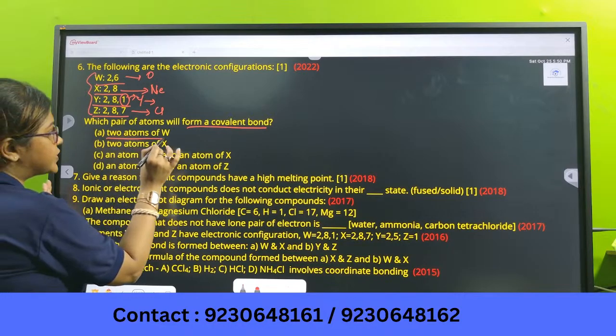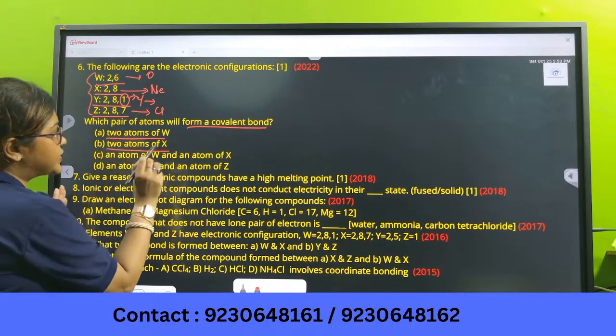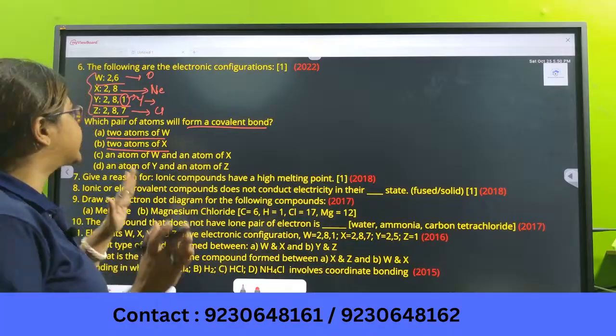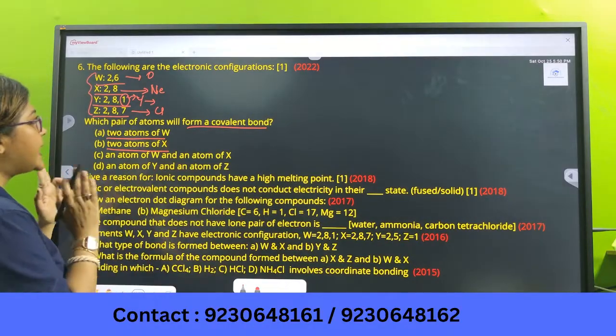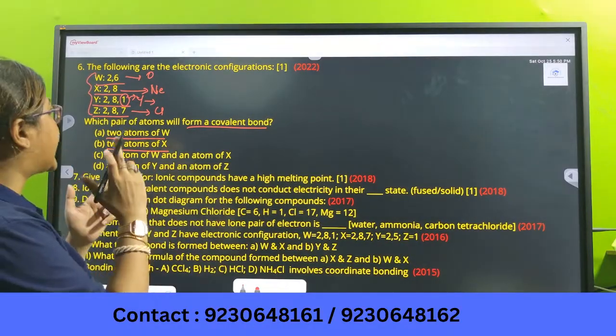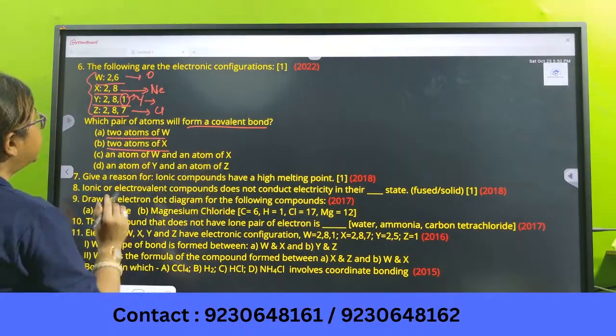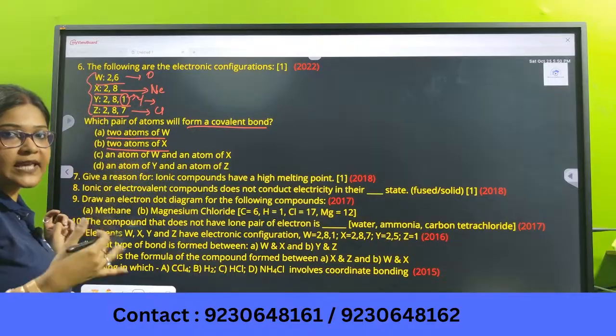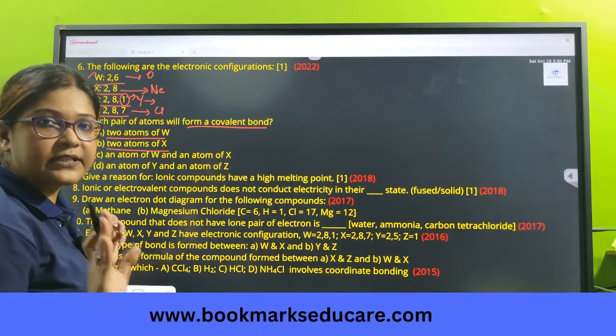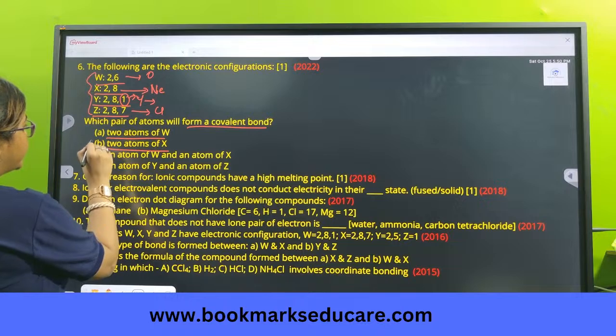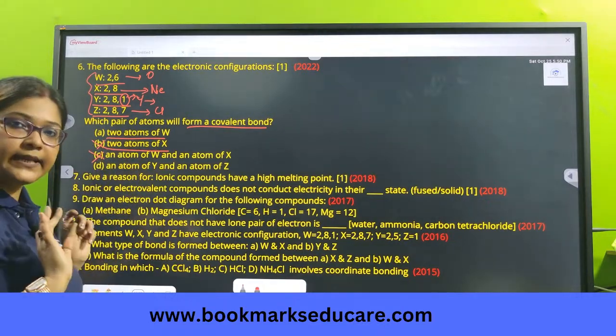2 atoms of W, 2 atoms of X: not the question, because X is already a noble gas. An atom of W and an atom of X: this and this, X cannot at all react, it is unreactive because it is a noble gas. So options B and C are incorrect.